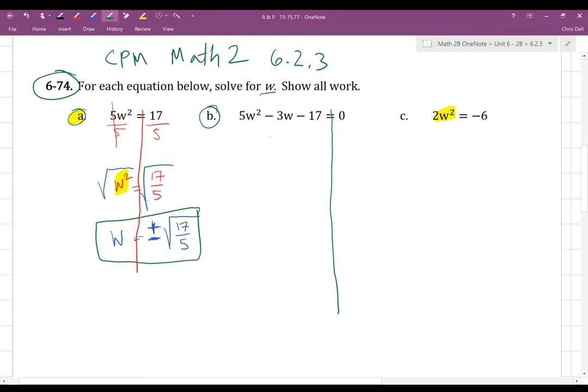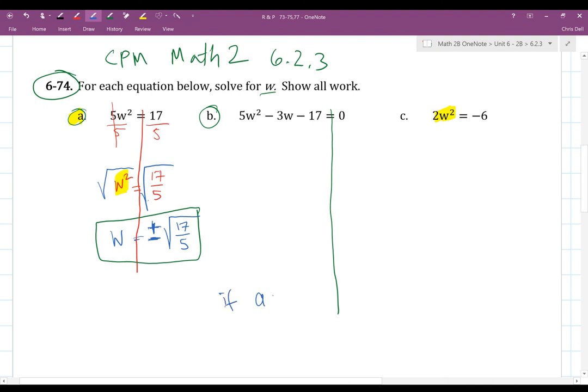Or we could factor and use zero product property, or we could complete the square. So in this case, I'm going to go ahead and use the quadratic formula. So we'll use that. Remember, the quadratic formula is this, and I'll bring it down here.